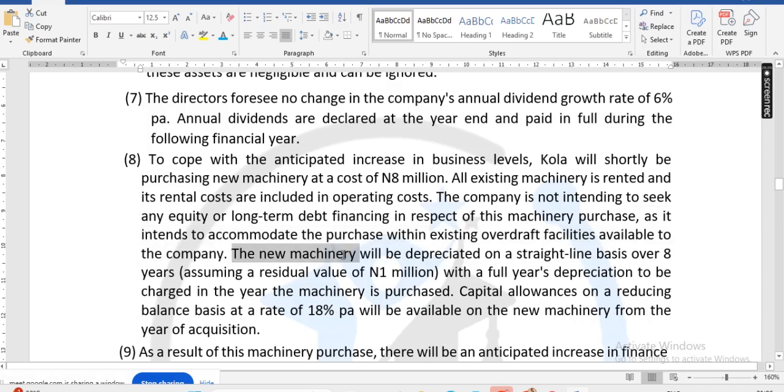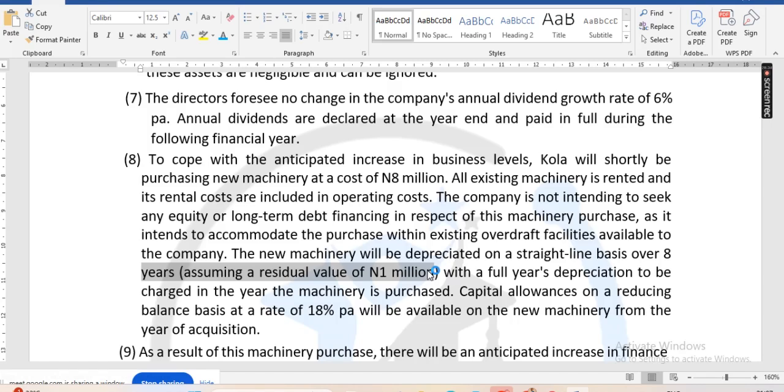Now, the new machine will be depreciated. You can see the new machine that was bought recently will be depreciated on a straight line basis over 8 years, and assuming a residual value of 1 million. Do we still remember the way we normally do depreciation? When it is straight line, we say cost minus residual value divided by the number of years. That gives you your depreciation for each year. That is the straight line method.